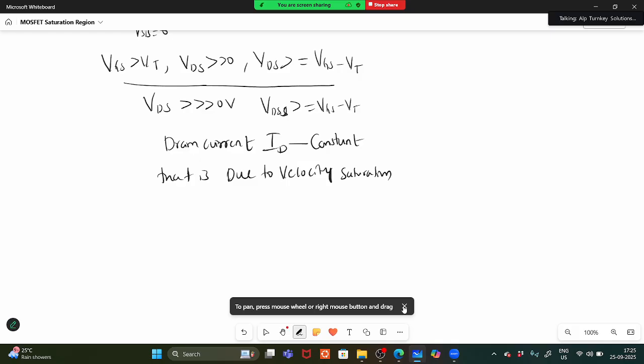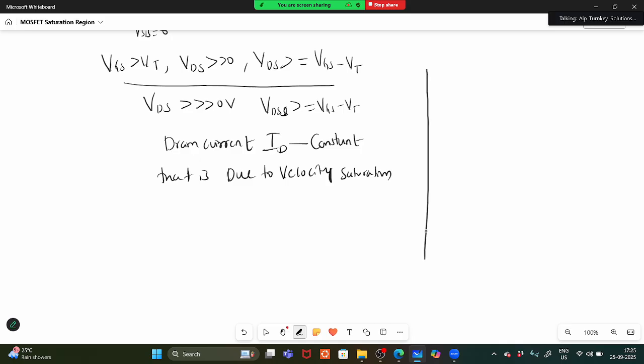Some amount of charge carriers will move. What are the charge carriers? Electrons. Due to velocity saturation, some amount of electrons will be moved from where to where? Source to drain. Due to this velocity saturation, there will be a current, and that current is constant.